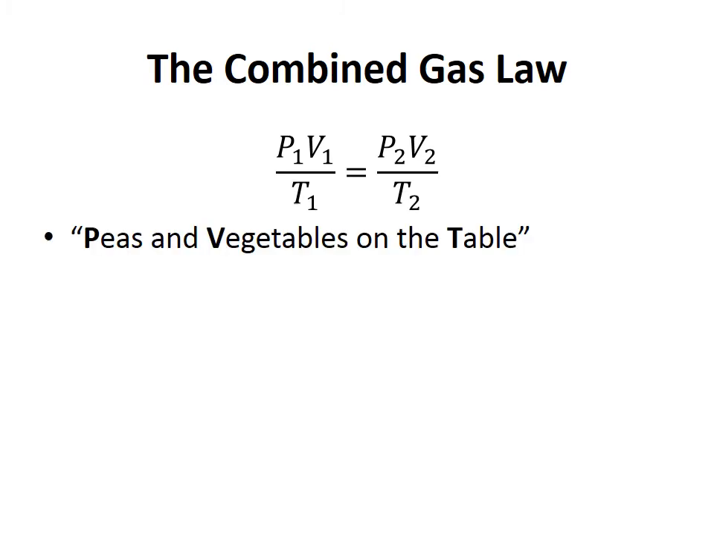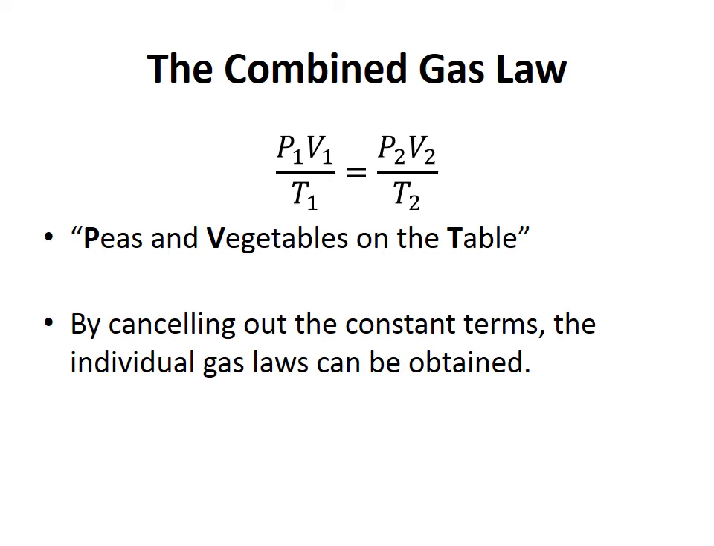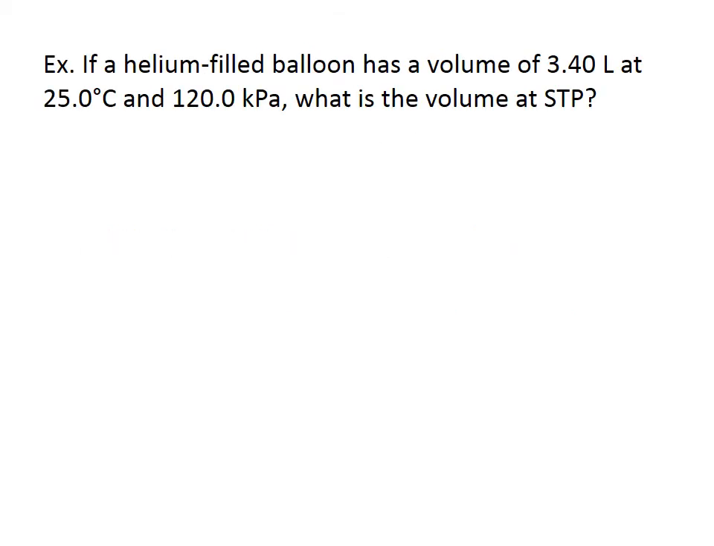So think of peas and vegetables on a table. Then by canceling out the constant terms, the individual gas laws can be obtained. If temperature is also kept constant, then we end up with P1 V1 equals P2 V2. If volume remains constant, then we can cancel out V1 and V2. If pressure remains constant, then we can cancel out P1 and P2 and go back to our individual gas laws that we just discussed.